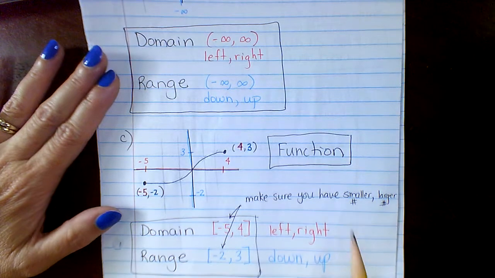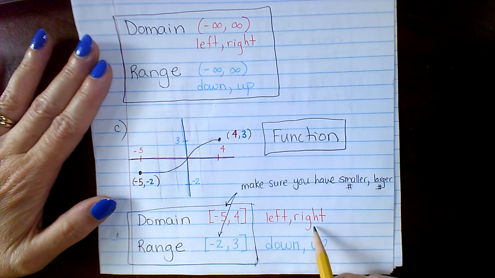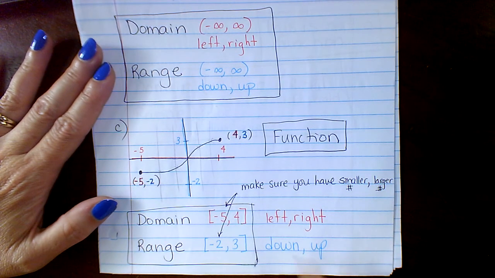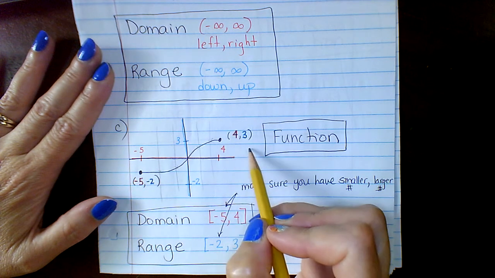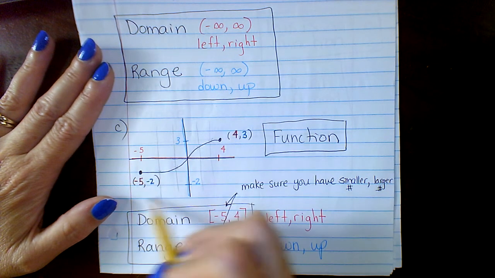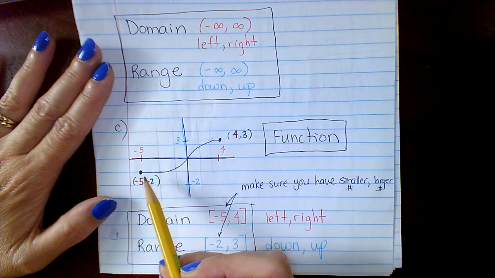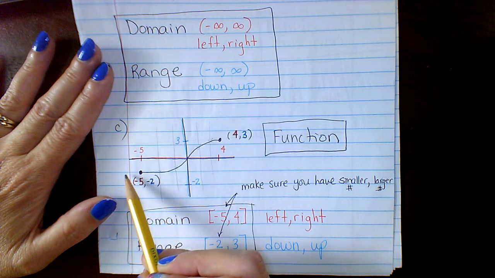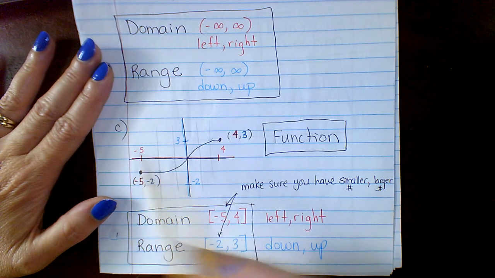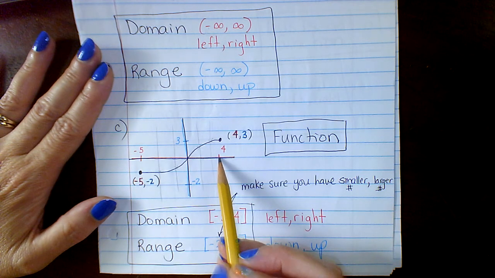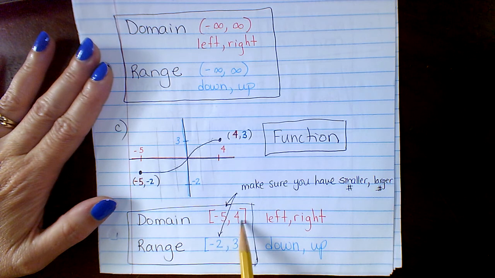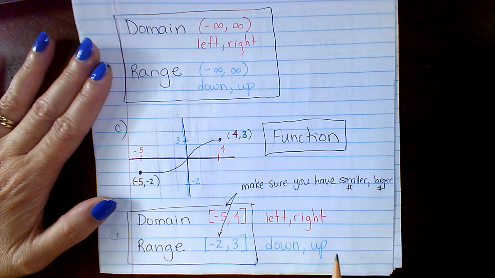Now, let's talk about the domain and range. Remember, domain left to right, because it's x. Range down to up, because it's y. This point is 4, 3. This point's -5, -2. So the domain, how far to the left does this go? It's not negative infinity because there's not an arrow. It stops back here at -5. Over here it stops at 4. Remember, the interval notation always goes from smallest to largest.